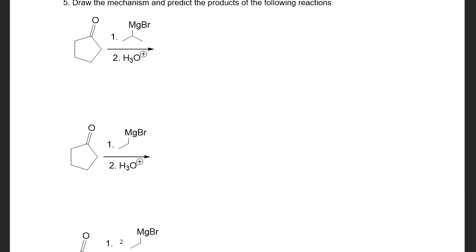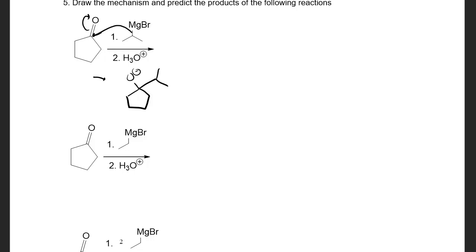Alright, 4-5, draw the mechanism and predict the products for the following reactions. So here our Grignard reagent is going to attack our carbonyl carbon. It's going to push these electrons up to the oxygen and get us to our intermediate, which is now our cyclopentane ring. And now our double bonded oxygen is a single bonded oxygen with a negative charge on it, and we've added our isopropyl group.